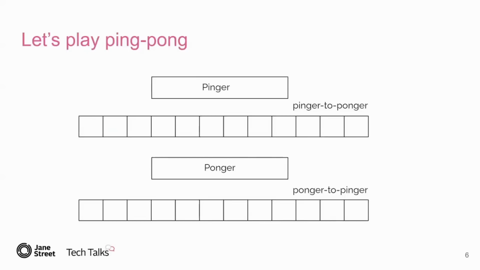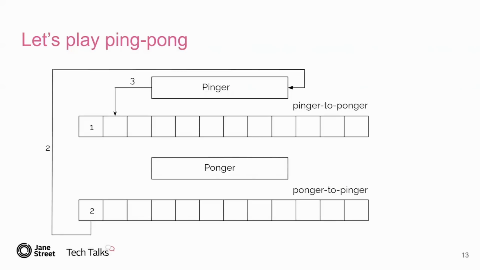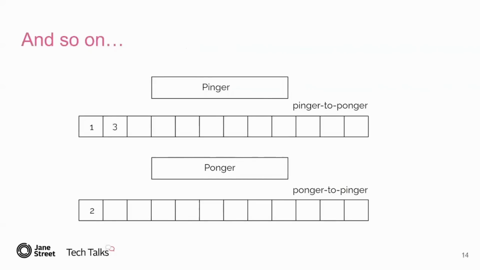In fact, let's play ping pong. We're going to have two processes, a pinger and a ponger, and two ring buffers, a pinger to ponger ring and a ponger to pinger ring. The thing we're going to do is pretty simple. The pinger is going to write an integer, 1, into the first cell of the pinger to ponger ring. The ponger is going to read that value 1, add 1 to it, resulting in 2, write that back to the ponger to pinger ring, at which point the pinger will read it back, add 1 to it, resulting in 3, write it in the second cell, and so on and so forth. Once the pinger reaches the end of the ring, it'll start right back at the start. So this just continues infinitely.